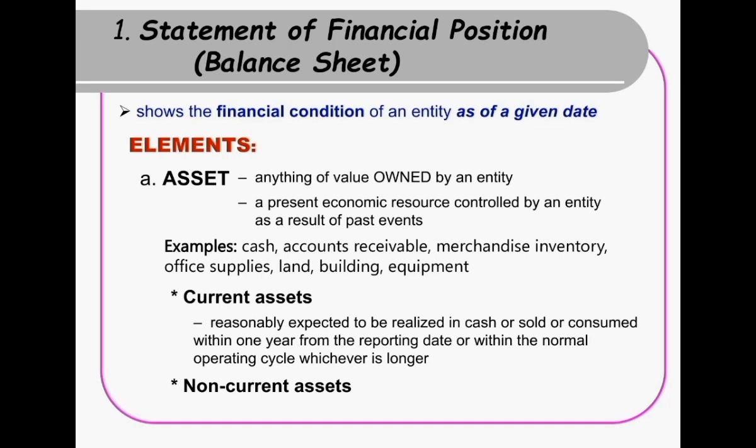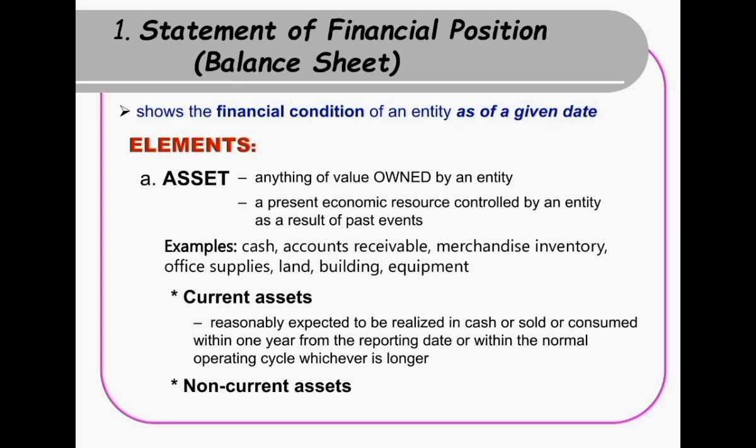Now, what is a normal operating cycle? For a merchandising or trading entity, operating cycle is the average period of time that it takes to acquire merchandise inventory, sell the inventory, and ultimately collect the cash from customers.